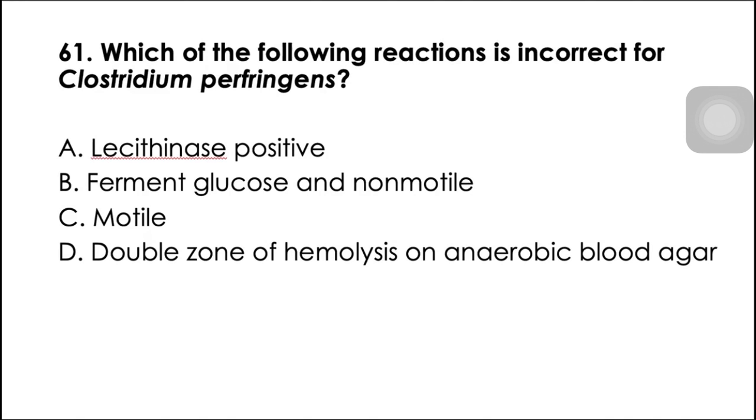Number 61, which of the following reactions is incorrect for Clostridium perfringens? Clostridium perfringens po is the one causing gas gangrene or myonecrosis. Gas gangrene or myonecrosis. It is non-motile. So, siya lang po ang nag-iisang non-motile sa mga Clostridium species. And then, it is also a fermenter, no, of glucose and they are non-motile. Again, no, non-motile nga po sila dapat. And they exhibit nga po double zone of hemolysis. So they exhibit double zone of hemolysis on an anaerobic blood agar. So pag sinabi po natin double zone of hemolysis, sa loob po niya ay beta, tapos sa labas po yung outer niya is alpha. Hindi po pwedeng pabaliktad, no?